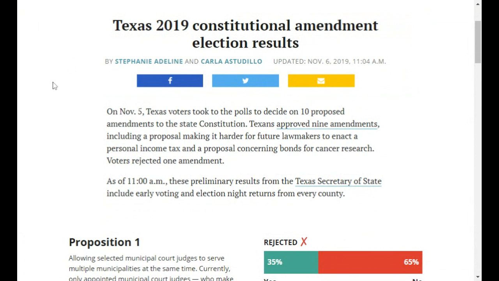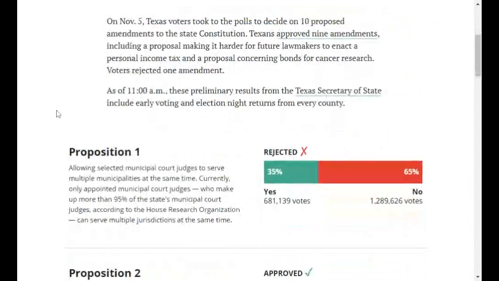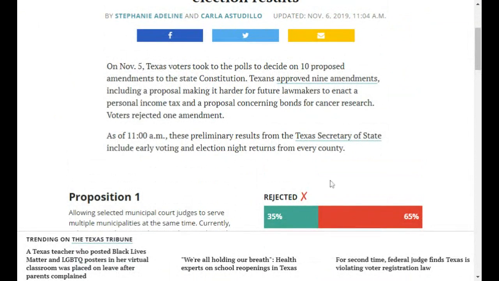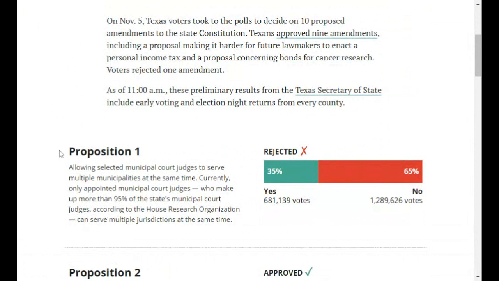But nonetheless, there were 10 proposed amendments to vote on. The first one, and the only one to be rejected, was the first one, which would have allowed municipal court judges to serve multiple municipalities at the same time. So essentially, what this would have said is that if you've got small jurisdictions and you've got one judge serving both, that would be fine. The voters said no to that. The voters said we prefer that they only serve one jurisdiction at a time.